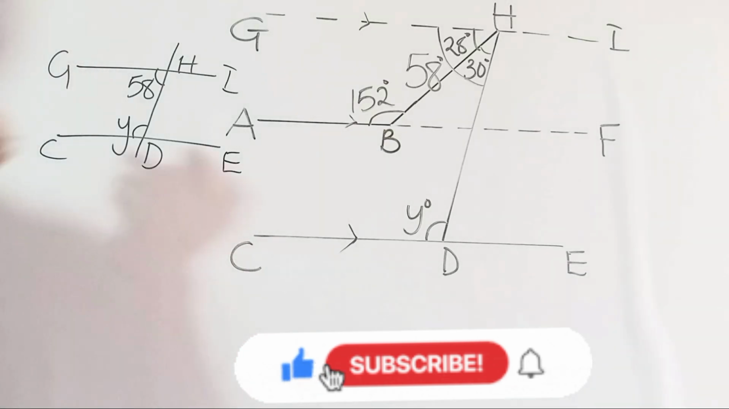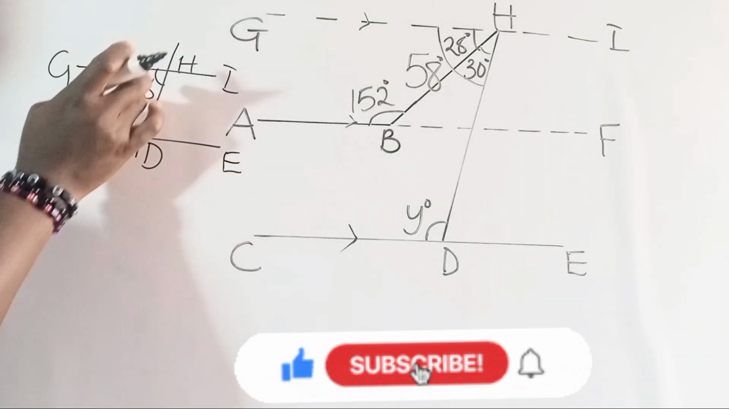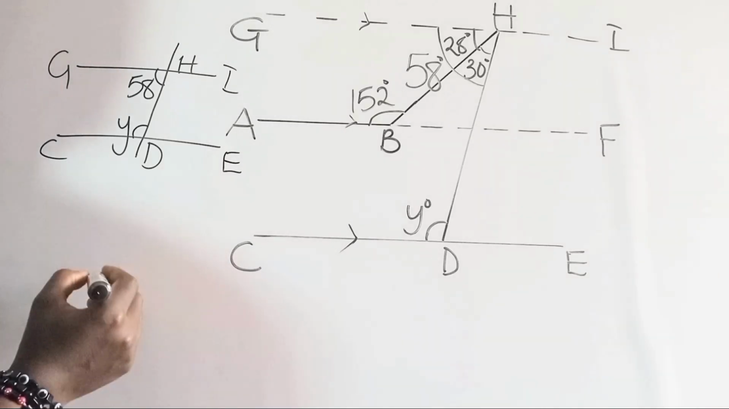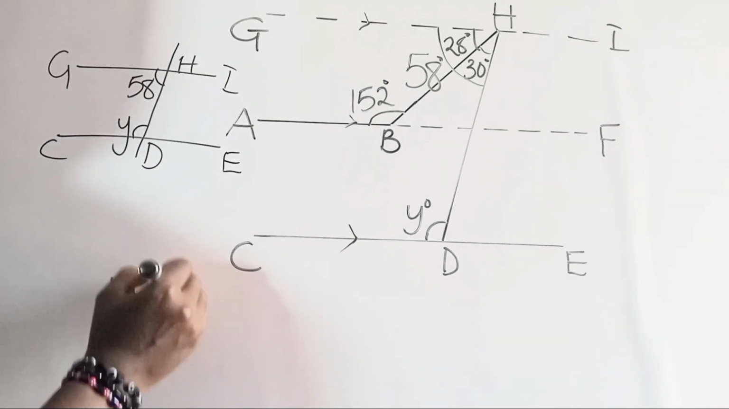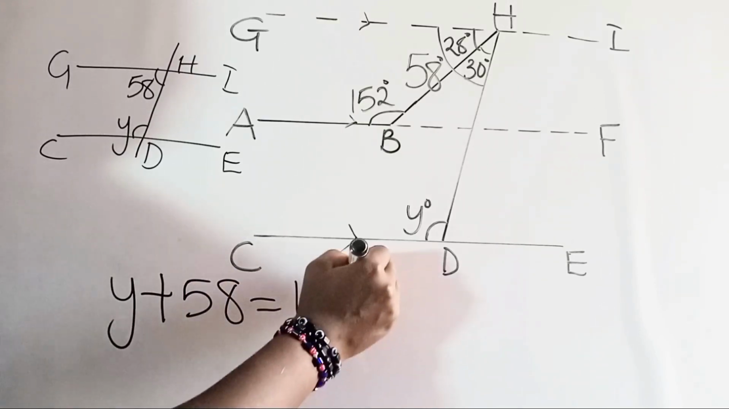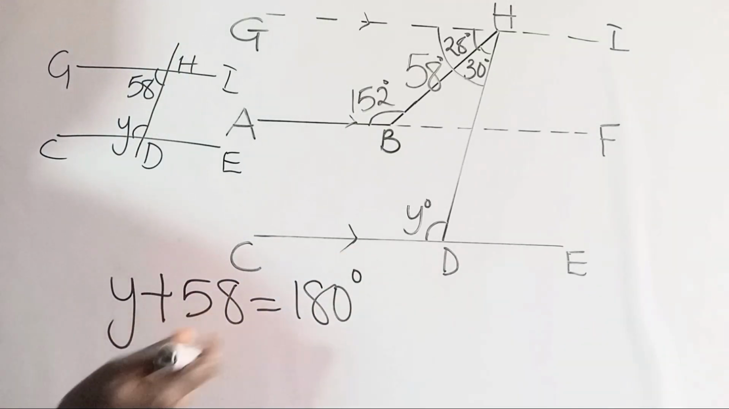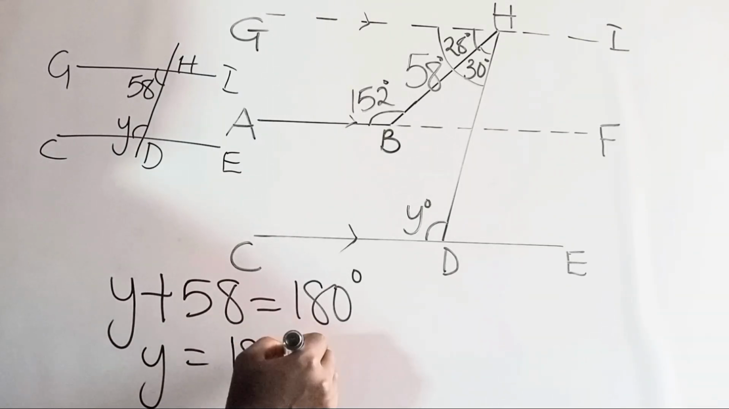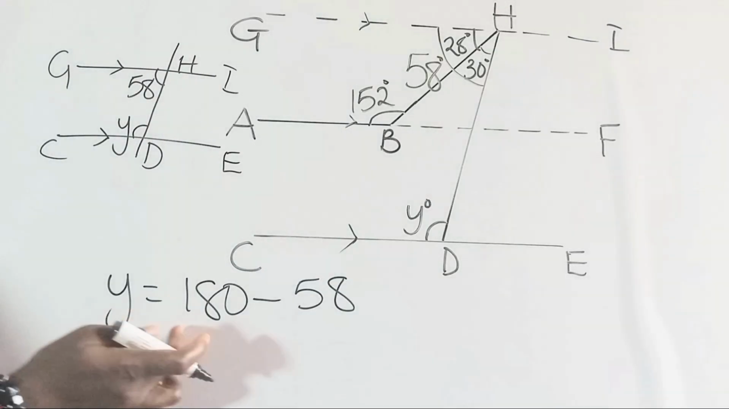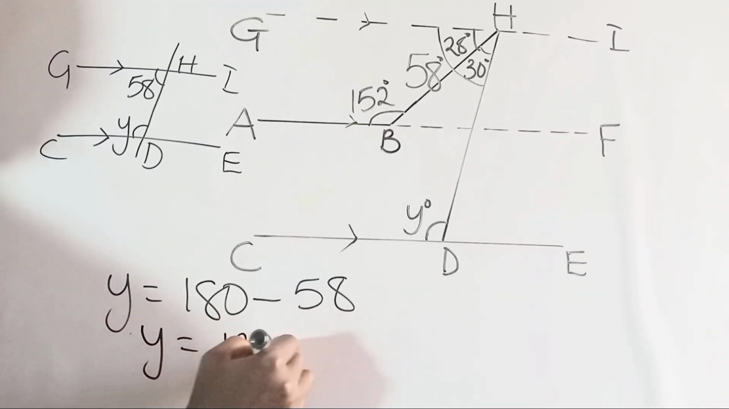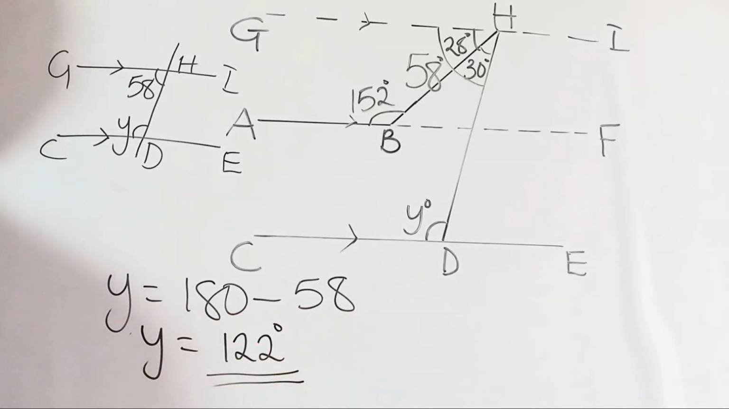So I'm going to sum these two co-interior angles and equate it to 180. It's going to be y plus 58 equals 180 degrees. If I subtract 58 from both sides, I have y equals 180 minus 58. So 180 minus 58, I'll have y as 122 degrees as the answer.